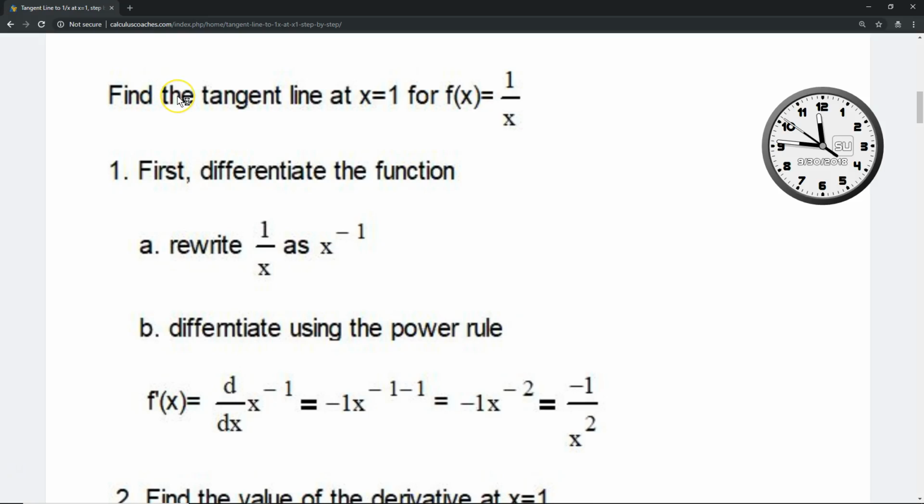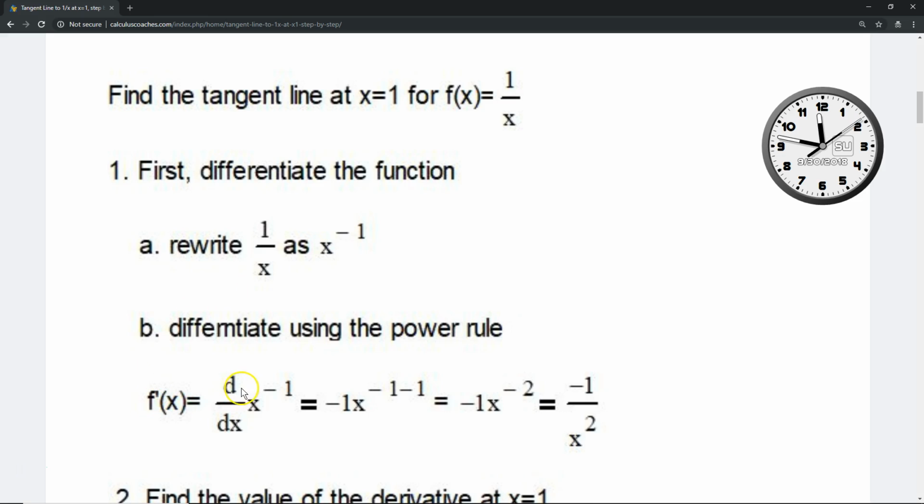In this one, let's take a look at finding the tangent line at x equals 1 for f of x equals 1 over x. So the first stage in this process is to differentiate the function. So take a look here. First, I'm going to take 1 over x and rewrite it as x to the negative first. I'm doing that because then after that it becomes easy to use the power rule.